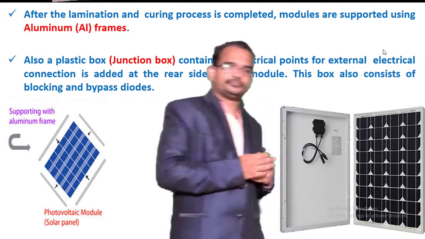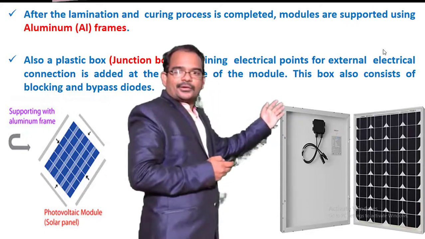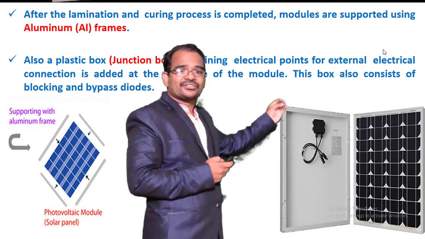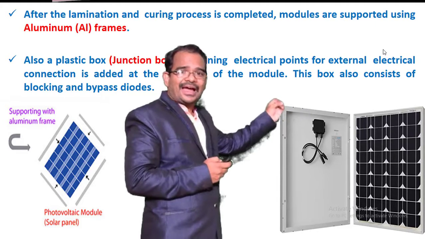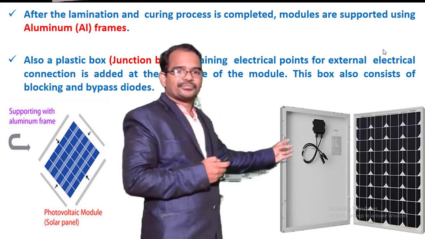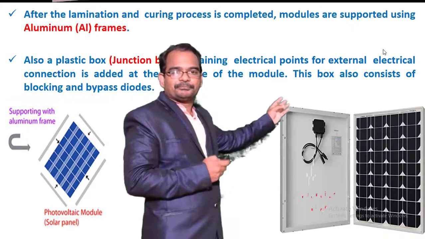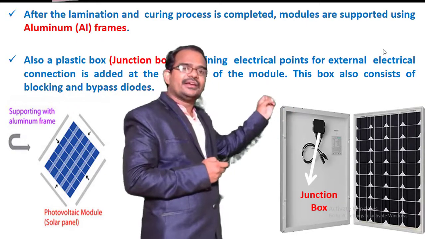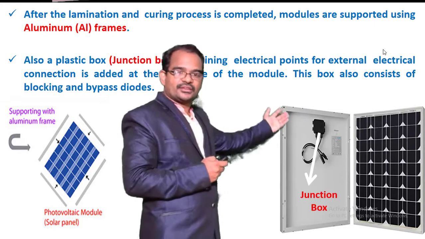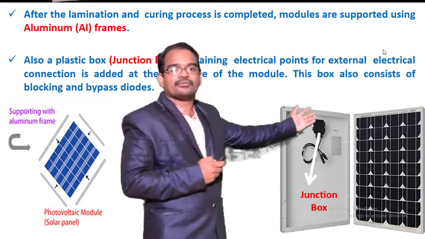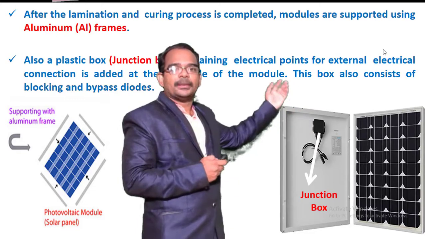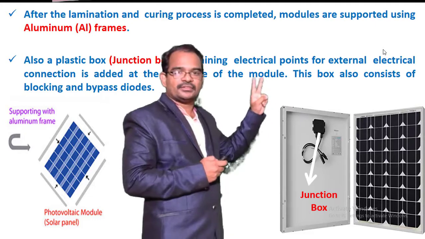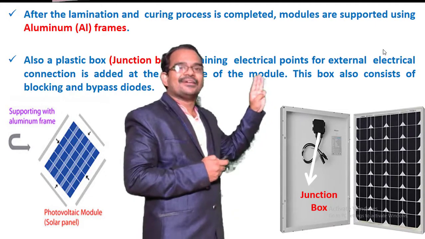You can see it here. A plastic box containing electrical points for external electrical connection is added at the rear end of the module, and this black box you can see there is called a junction box. This box also consists of blocking and bypass diodes. You can see in the figure clearly. On the rear side of the PV module, you have a black box, and this black box consists of three devices. The first one is a blocking diode, the second one is a bypass diode, and the third one is the electrical connections.